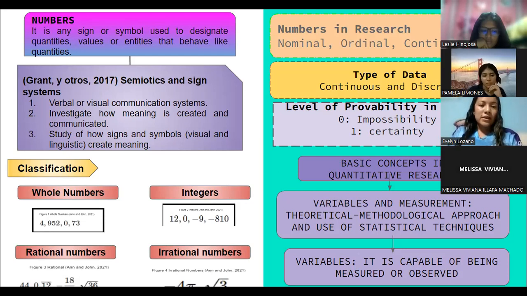Whole numbers are counting numbers and include 0. They do not include fractions or decimals and cannot be negative. And integers include whole numbers and their opposites and can be negative. And rational numbers are numbers expressed as a fraction of two integers. And finally, irrational numbers are numbers that cannot be expressed as a fraction of two integers.